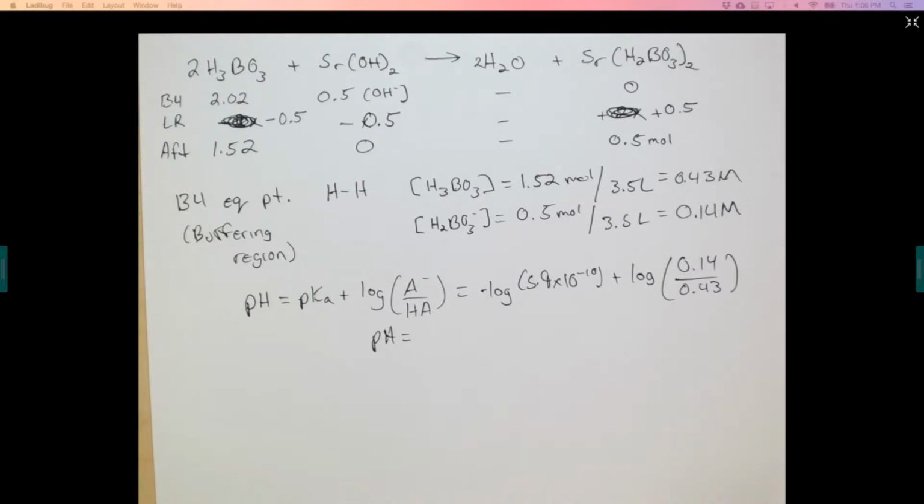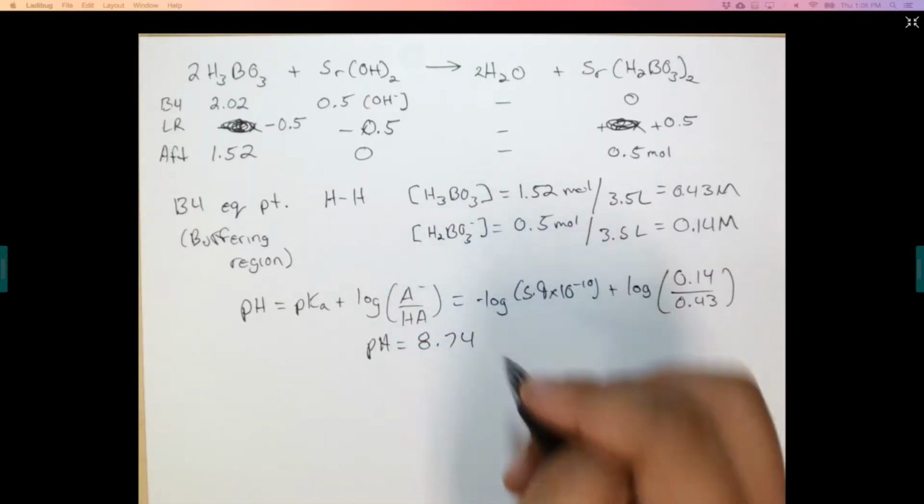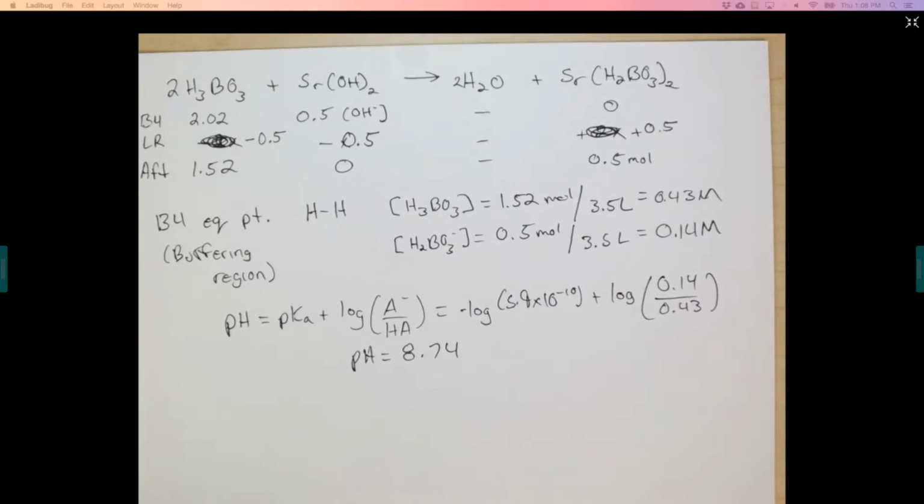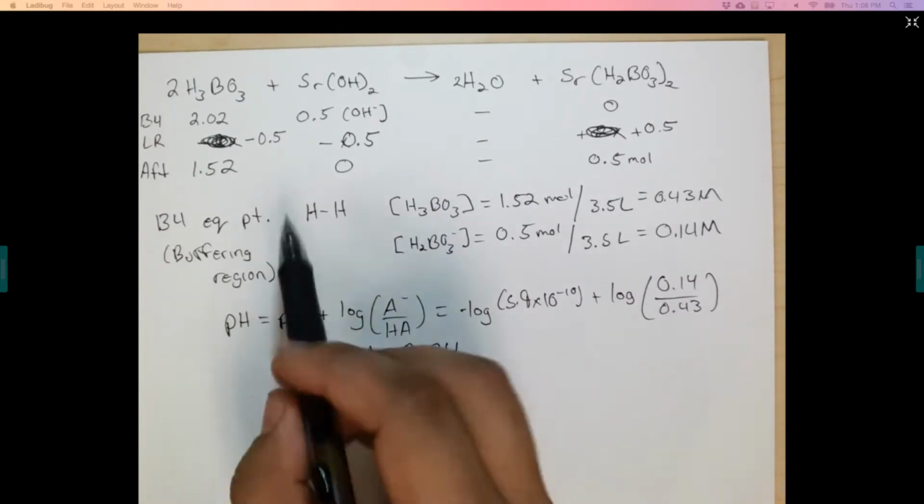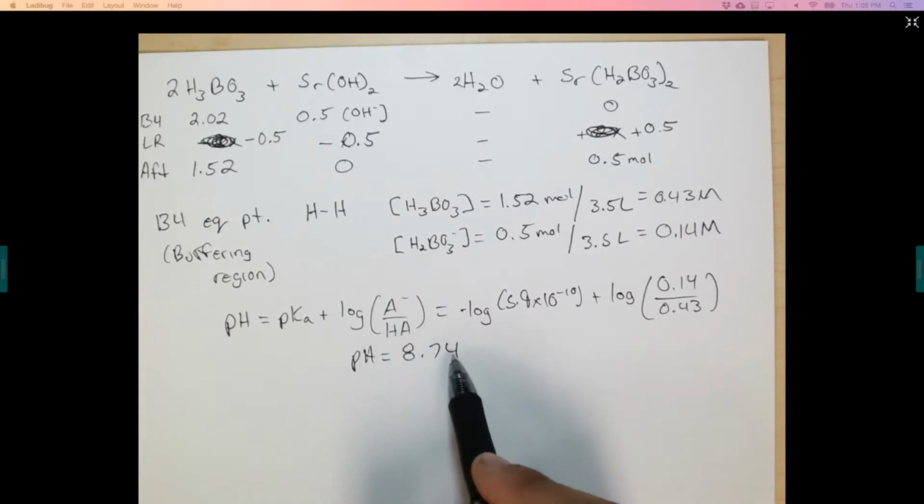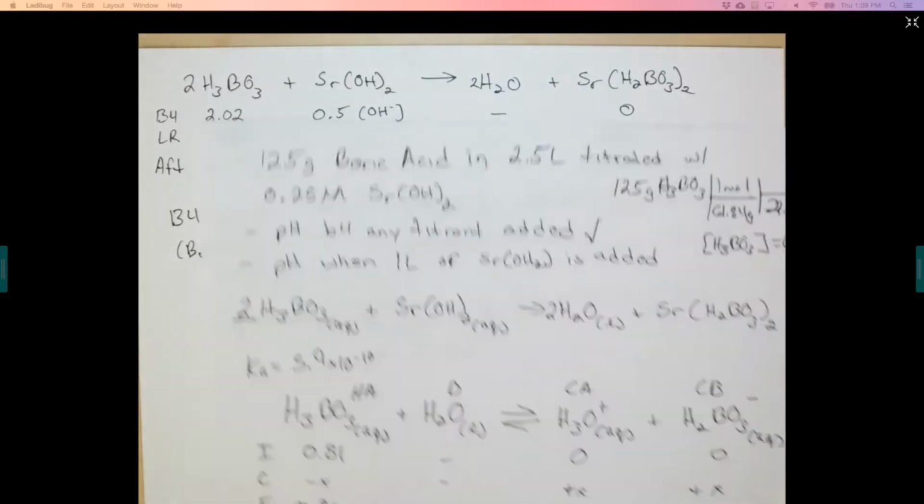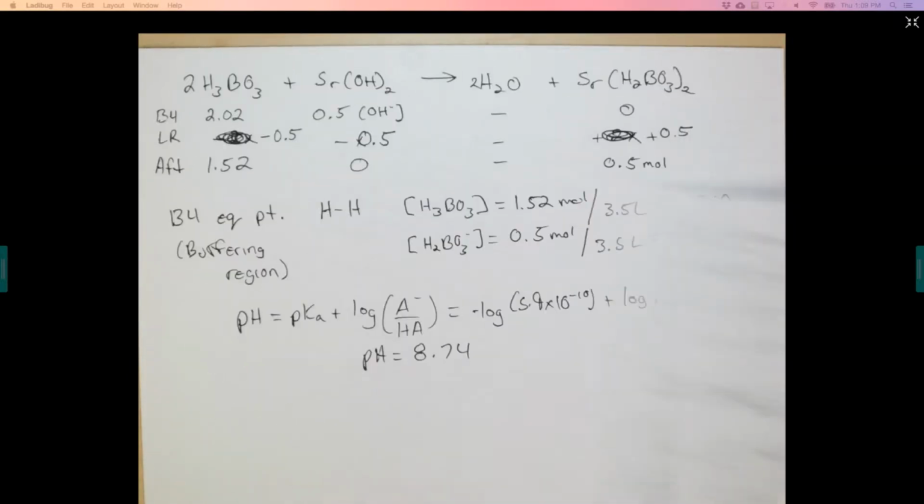Make sure I got that right. Okay, so no, it is not still acidic in this case. I made an improper assumption. We're dealing with 8.74, right? Because this is such a weak acid, the equivalence point is generally going to be in the basic area, and in this case, it is 8.74. So that answers our second question: what happens to pH when 1 liter of our base is added? Okay. All right.